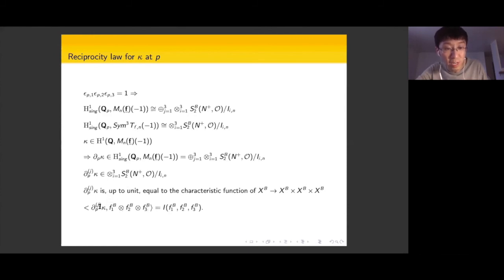You pair this characteristic function of the diagonal embedding with a generator of one copy of the space of quaternionic modular forms, and you will see the Gross-Schoen period. And this finishes the proof of the reciprocity law. This allows you to relate the singular quotient of kappa to the Gross-Schoen period.